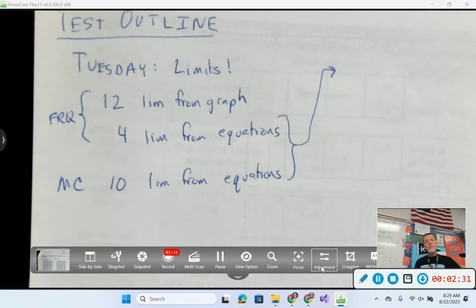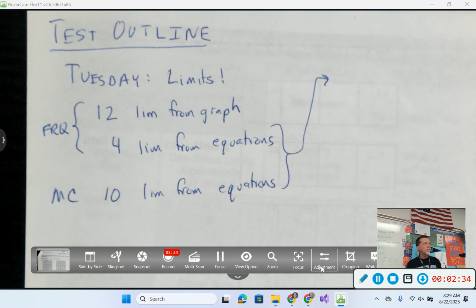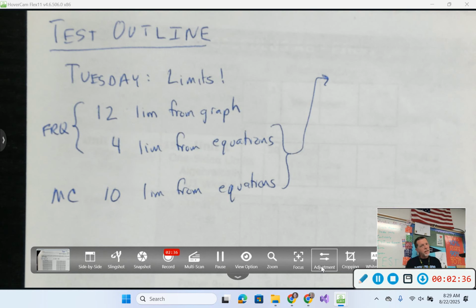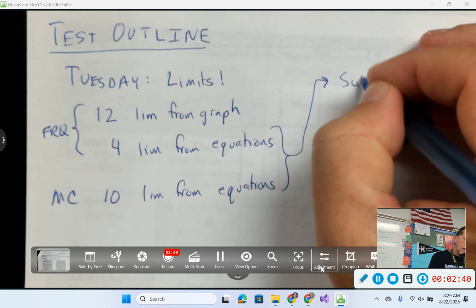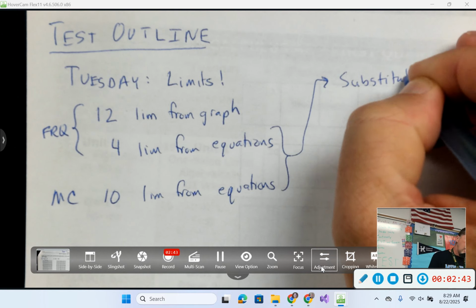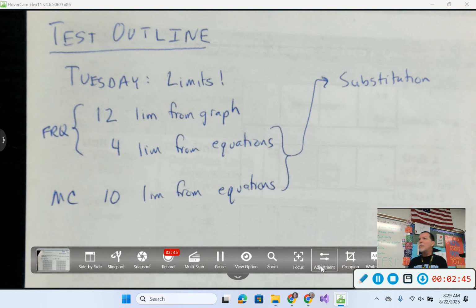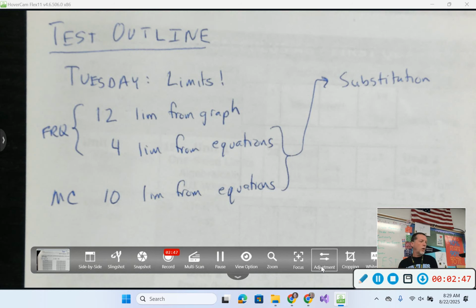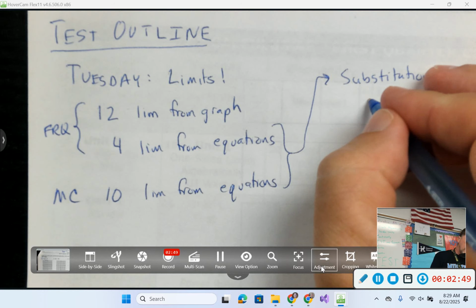What do you always try first when you're doing limits with equations? Substitution. Like plug it in. If you get a nice answer, good, you're done. Very rarely does that happen, because we want to force you into one of those algebra tricks.